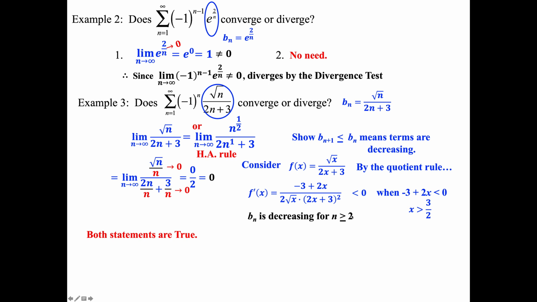And what's interesting about this is that as long as it's going to be decreasing, it doesn't matter at what n it occurs at, because we're going out to infinity. As long as we can get that thing to start decreasing, then it's going to be decreasing, if you will, for the whole thing. So therefore, both statements are true, and therefore our original series is going to converge by the alternating series test.